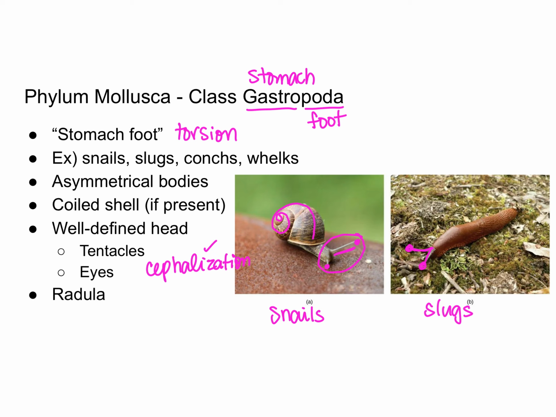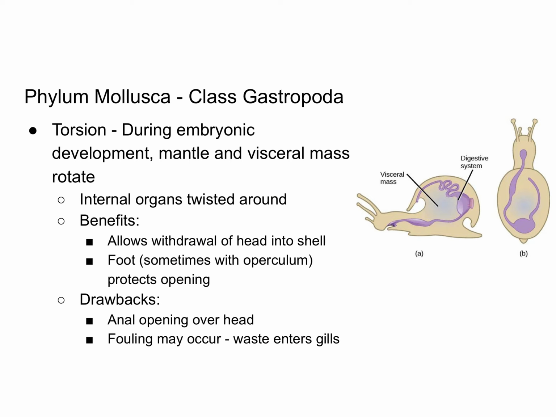They also have that radula. Remember that radula is that kind of rough, textured tongue that helps it to basically scrape food off of the substrate. So scraping things like algae, for example.